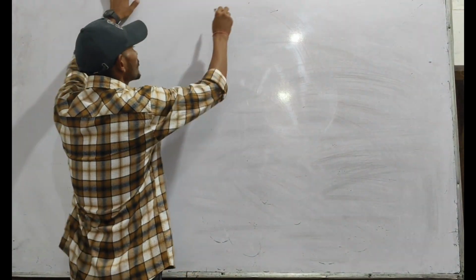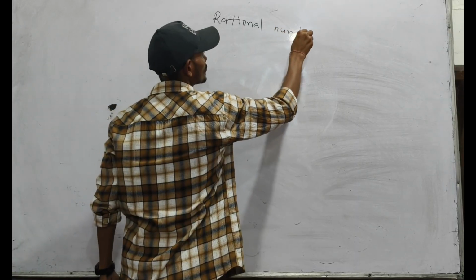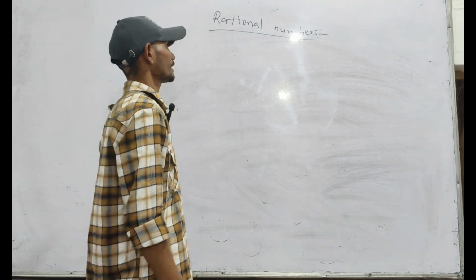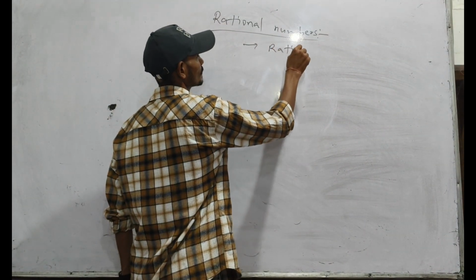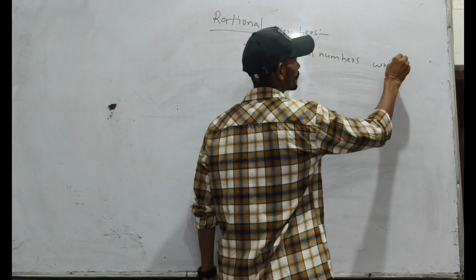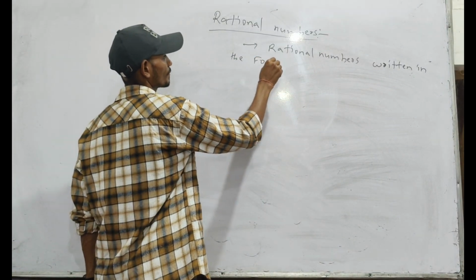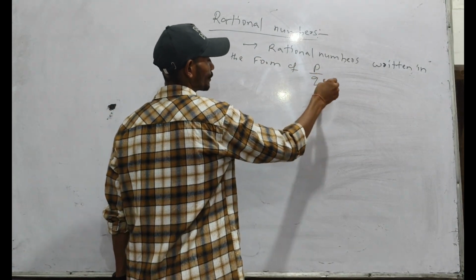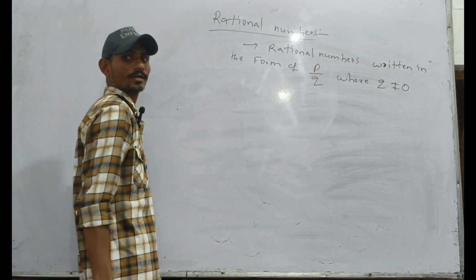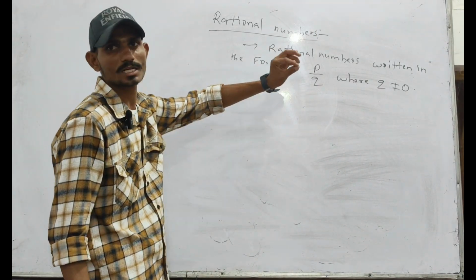Next number is rational numbers. Rational numbers are written in the form of P by Q, where the condition is Q does not equal to 0. Rational numbers are always written in the form of P by Q, where Q does not equal 0.